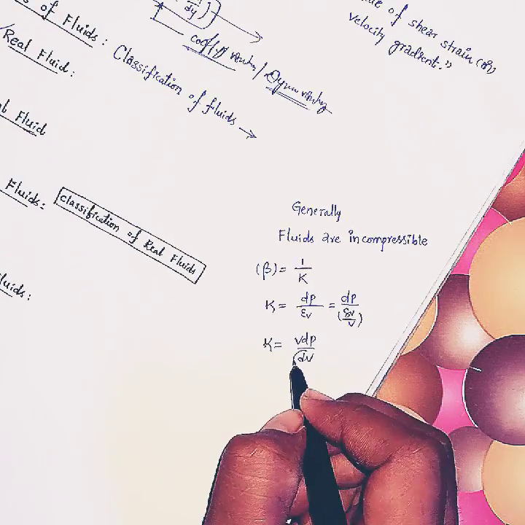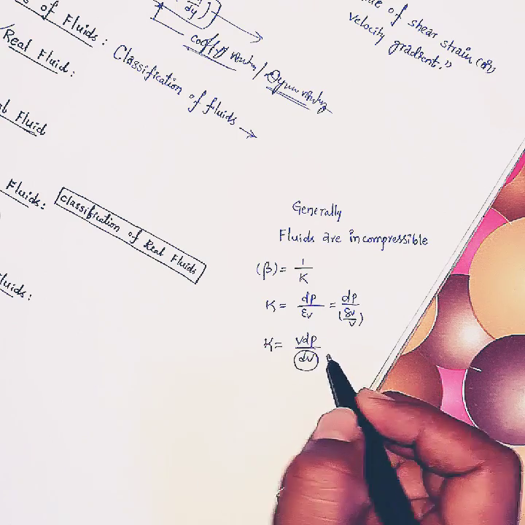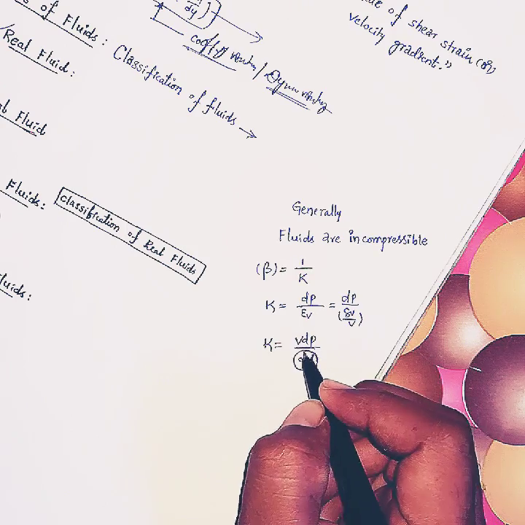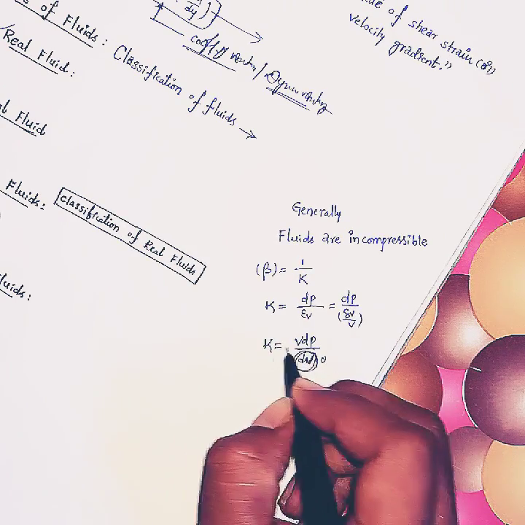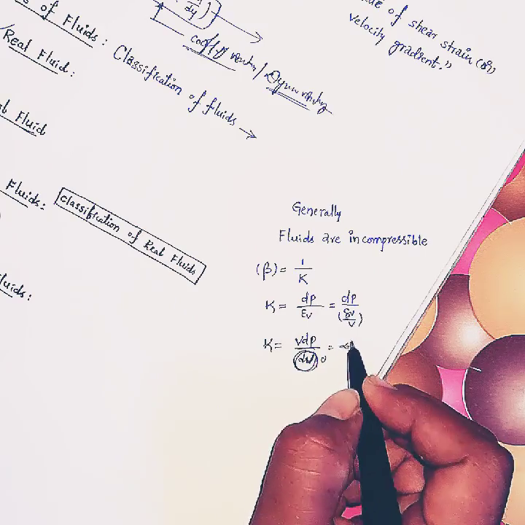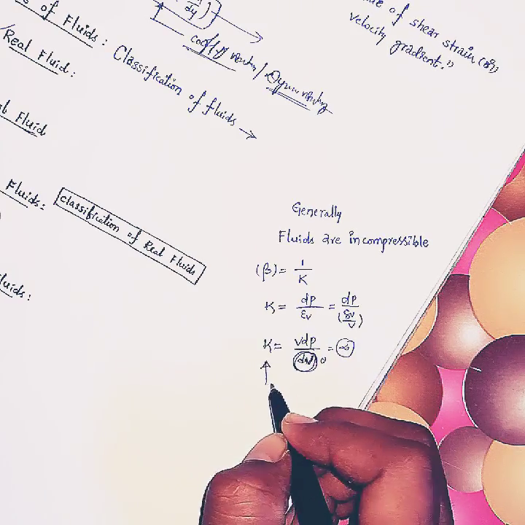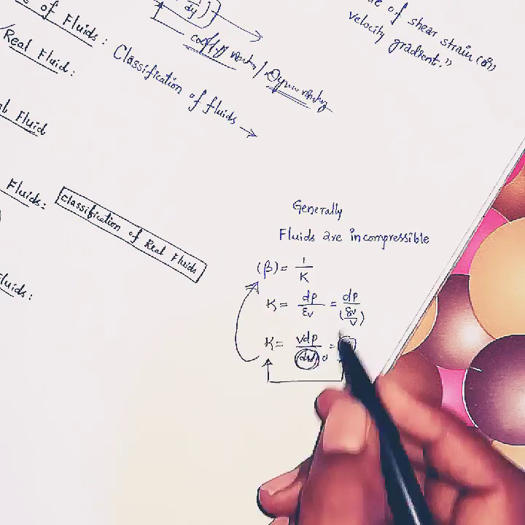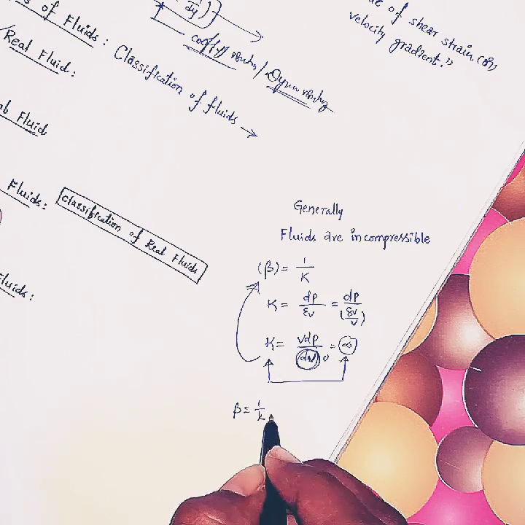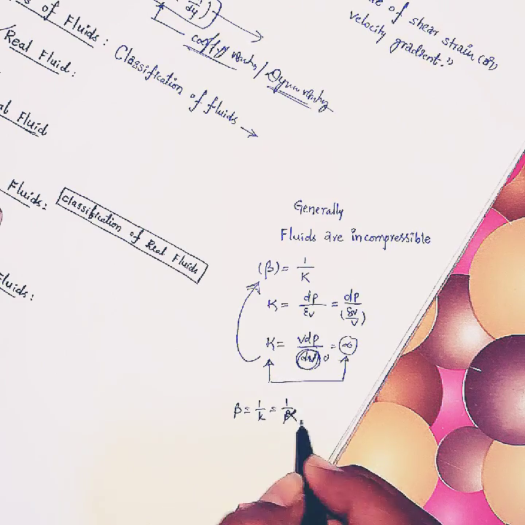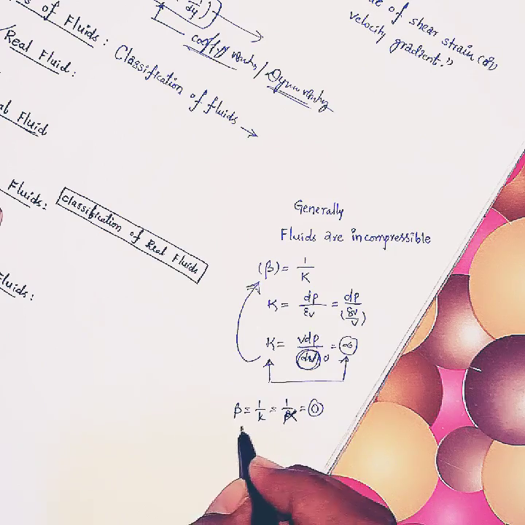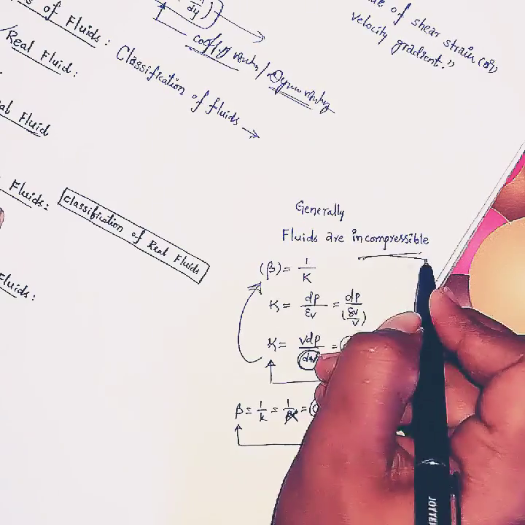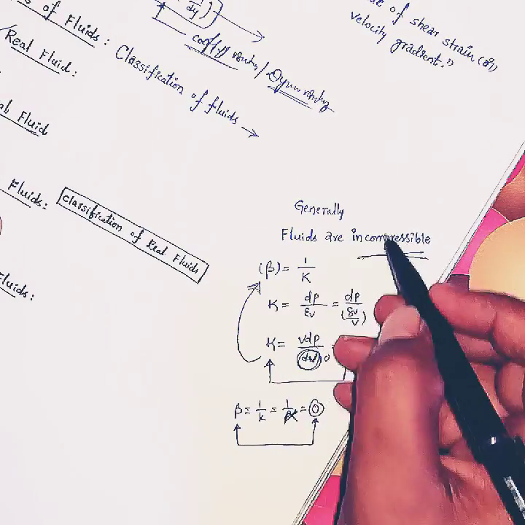Here dV is nothing but the change in volume of any fluid, but the volume doesn't change for any fluid, so it can be taken as 0. K is something divided by 0, which is nothing but infinity. Here the bulk modulus is infinity for fluids. If we substitute this value in the compressibility, beta equals 1 by K, that is 1 by infinity. 1 by infinity is nothing but 0, that is, the compressibility of any fluid is 0, which is nothing but incompressible. This is the concept behind why fluids are incompressible.